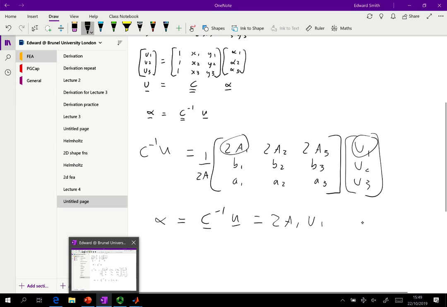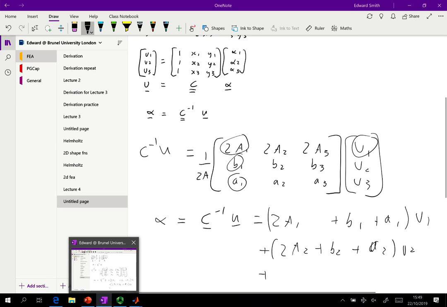2a1 u1 plus, and we'll take this element, so this would be plus b1 plus a1, and this would all be times u1. And then we get the second expression for u2, which would be 2a2 plus b2 plus a2 times u2 plus 2a3 plus b3 plus a3.